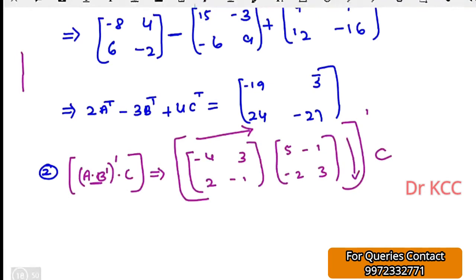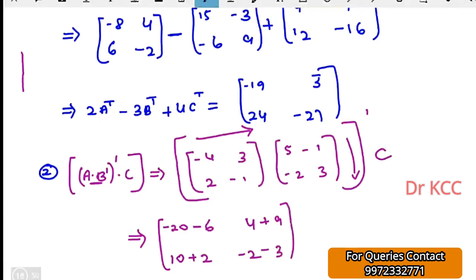Then see A as it is, that you should multiply with B transpose. See what comes: 4 5s are 20, that is minus 20. Then 3 2s are 6, minus 6. Then first row, second column, minus into minus plus, 4 1s are 4, 3 3s are 9. Second row, first column, 2 5s are 10, minus into minus plus, 2 1s are 2. Again plus into minus minus, 2 1s are 2. Again minus into plus minus, 3 1s are 3. Whole transpose. Why whole transpose? Because you know this, A dot B transpose whole transpose. Now what you're going to get? Minus 26, 4 plus 9, 13, 10 plus 2, 12, minus 5, the whole transpose.